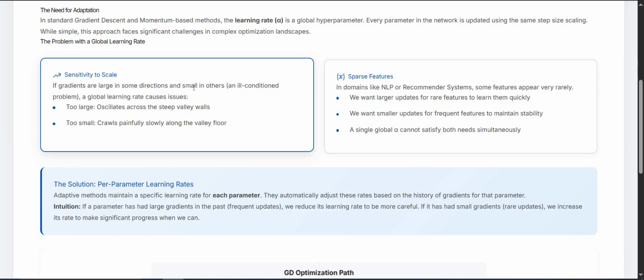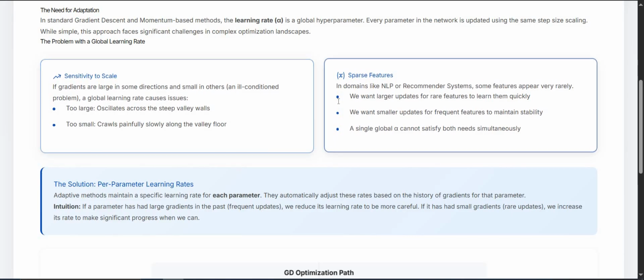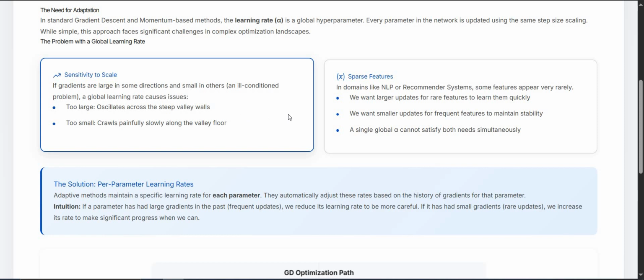Now take a look at the left box on this part. When gradients are large in one direction and small in another, the model behaves awkwardly. If the learning rate is too large, the update bounces around the steep walls, and if it is too small, the model crawls along the flat direction forever. So you end up with this odd situation where one parameter wants a tiny step and another wants a much bigger one. Using one shared alpha for everyone makes it hard to satisfy both.